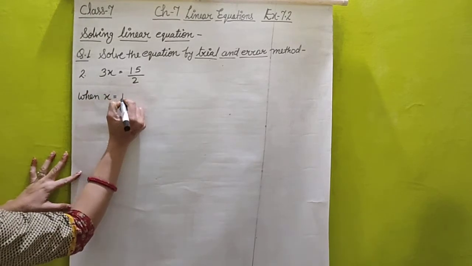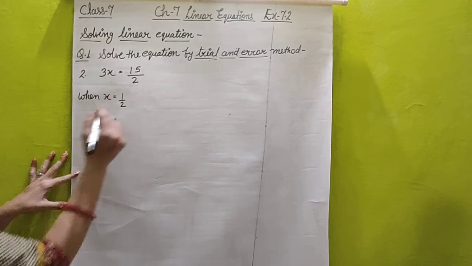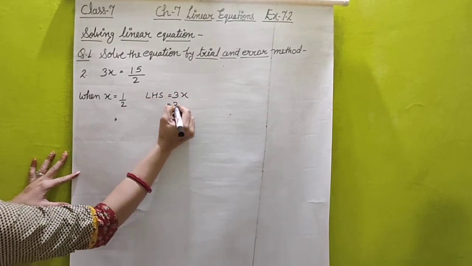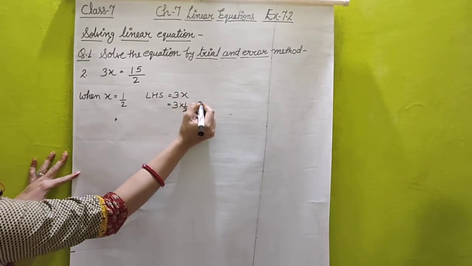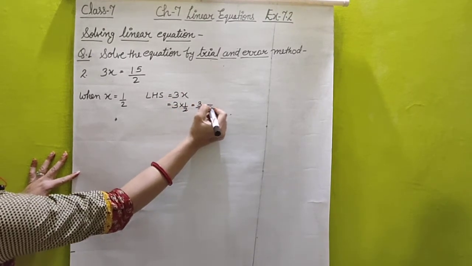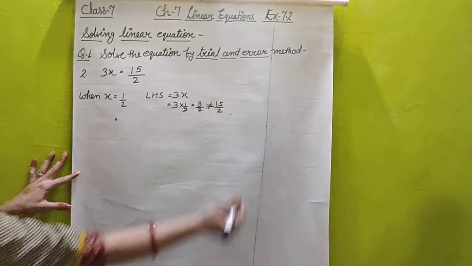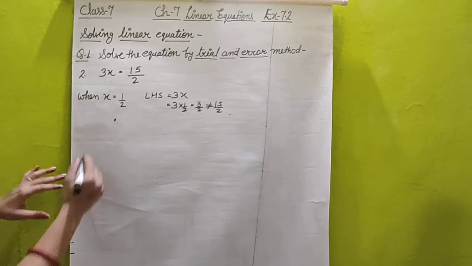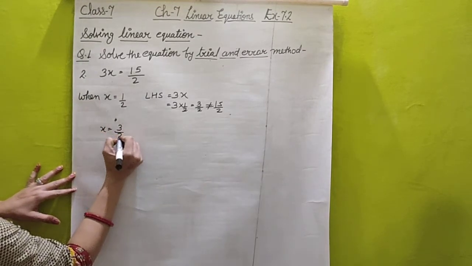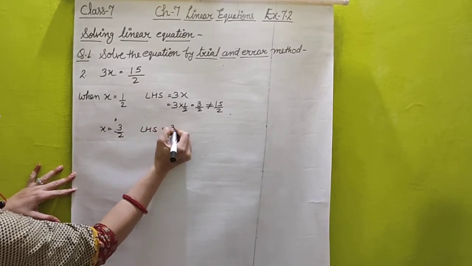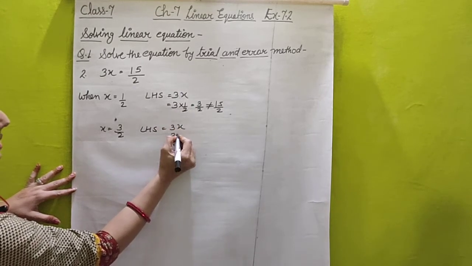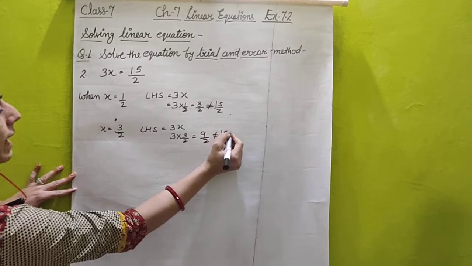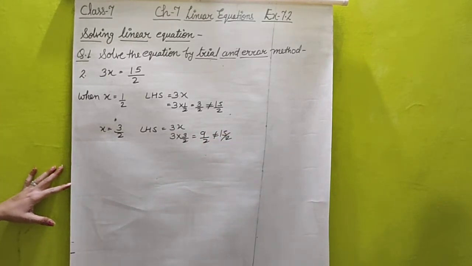So I am taking here 1 upon 2. Okay. So LHS part is 3x. Then 3 multiply 1 by 2 equals 3 upon 2, which is not equal to 15 upon 2. Now I can take 3 upon 2. x is equal to 3 upon 2. Then LHS part will be 3 multiply x. It means 3 multiply 3 upon 2. It will be 9 upon 2. Again it is not equal to RHS.